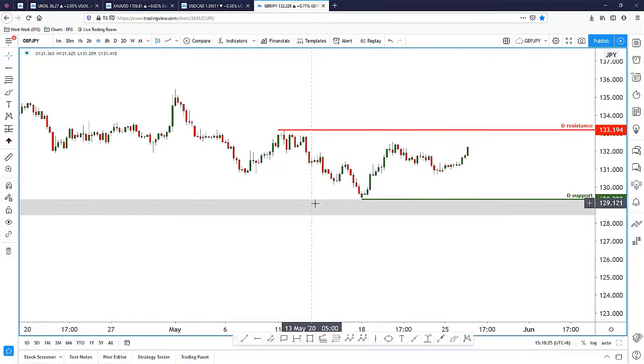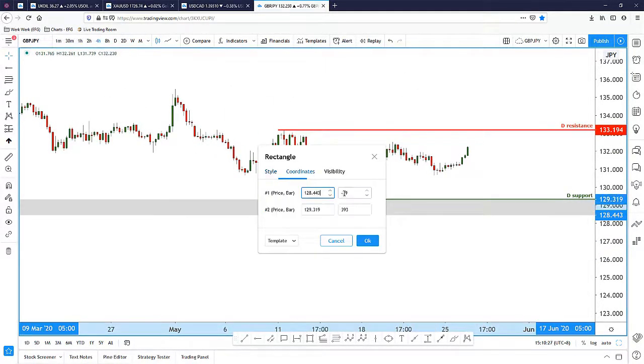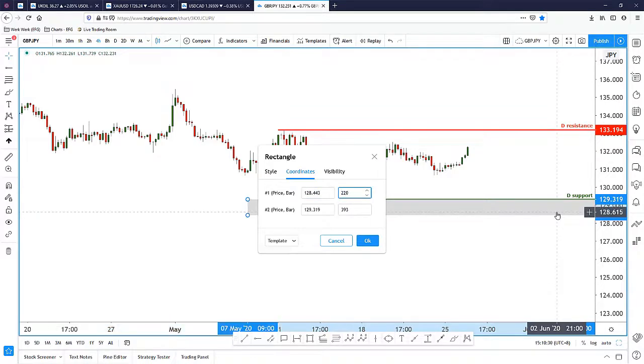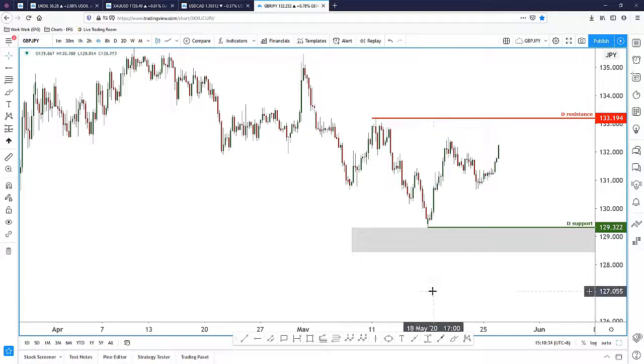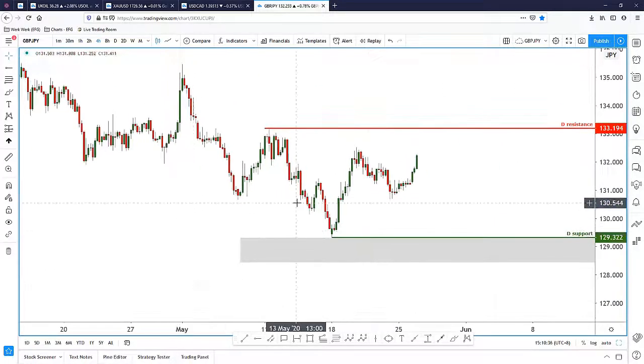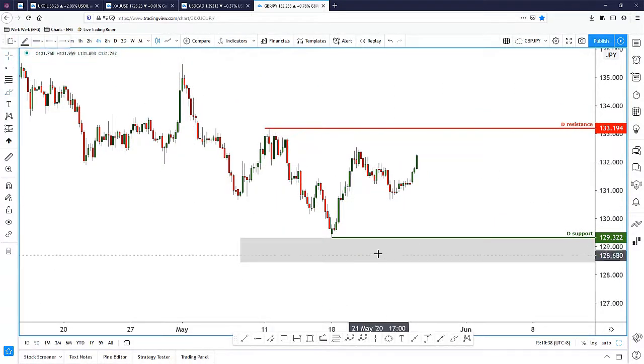Okay, so we remember that this is a supply and demand area. So let me just shorten this box. Okay, and we want to focus on this current area here. Now, we see that price has actually made sort of a zigzag push up, right?